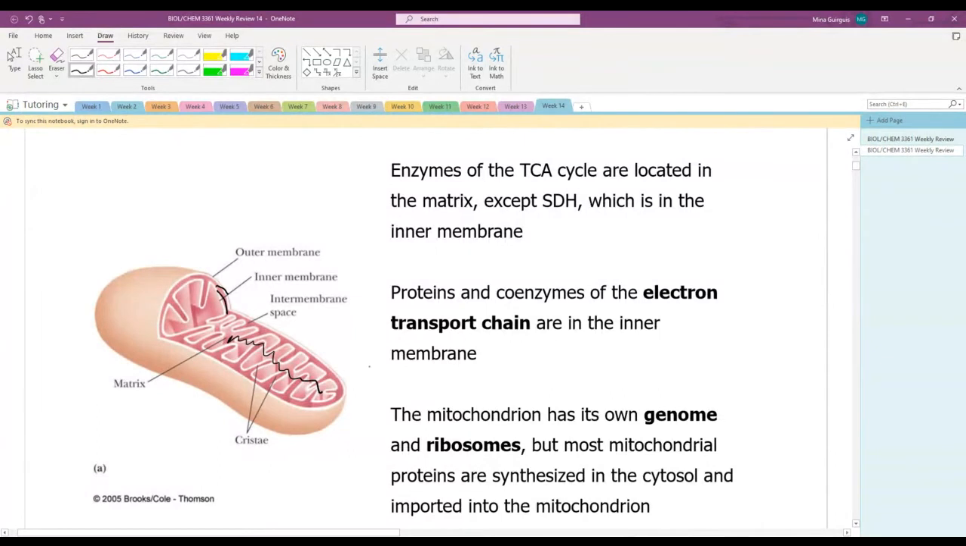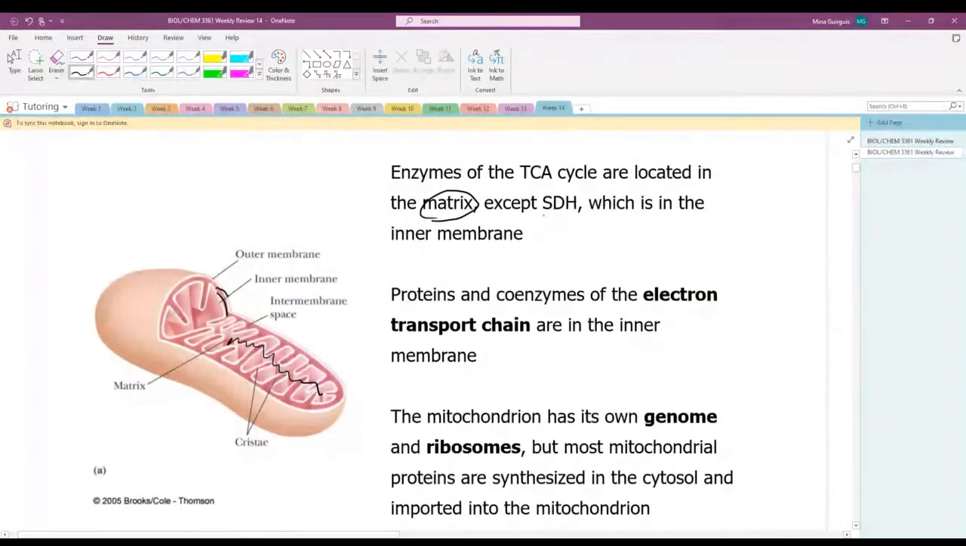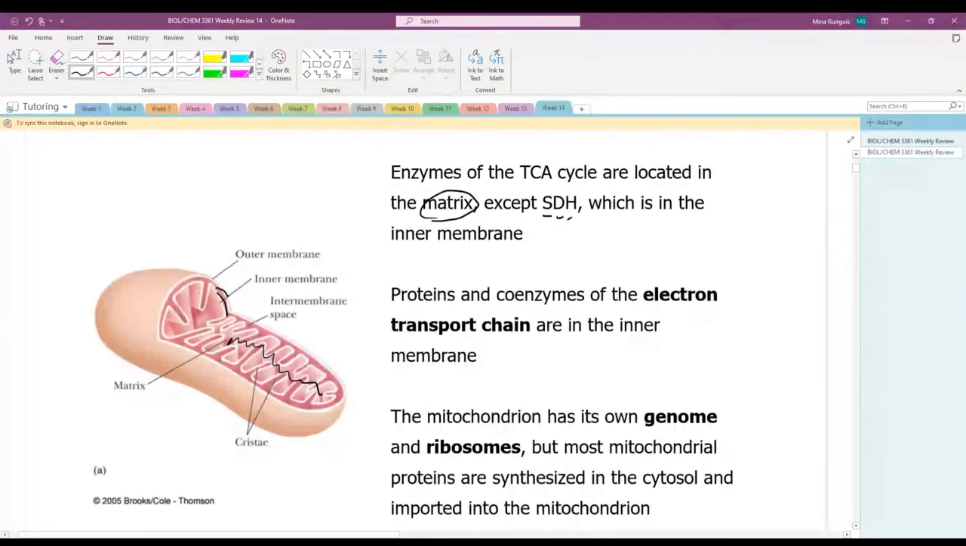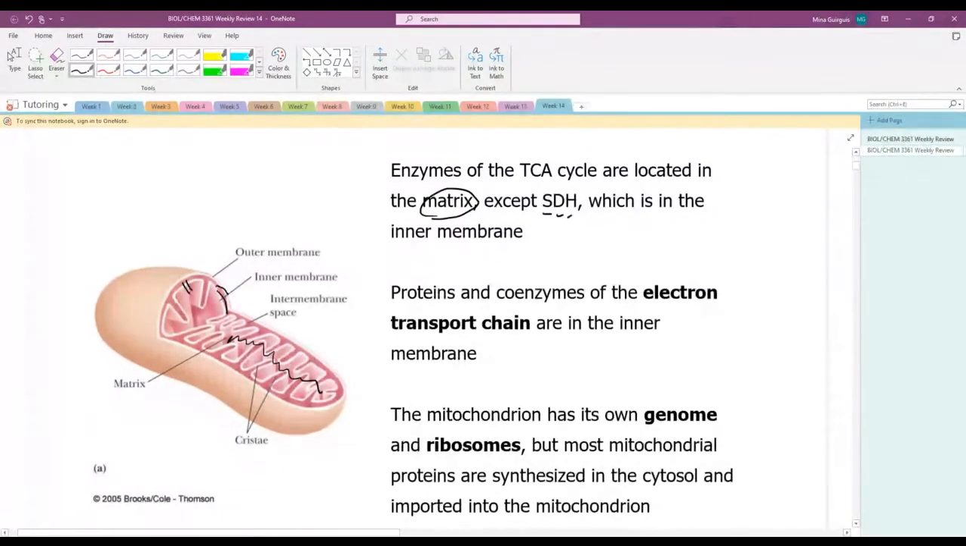Okay, so most of our enzymes are in the matrix, except for SDH, succinate dehydrogenase, because it's along the inner membrane. This is going to be really important in a little bit, as you'll see, but effectively, SDH is kind of right here, if that makes sense. It's in the membrane, and so are all of the other enzymes of the electron transport chain.